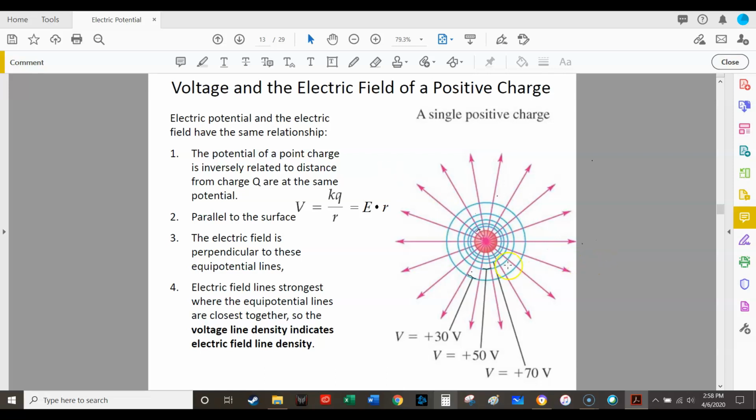And also notice that even though the lines are getting closer together, they're still maintaining the difference. These two equipotential lines are really close together, yet these two equipotential lines are really far apart right here. So even though they're far apart, the voltage difference is the same. This is 20 volts difference. This is 20 volts difference.